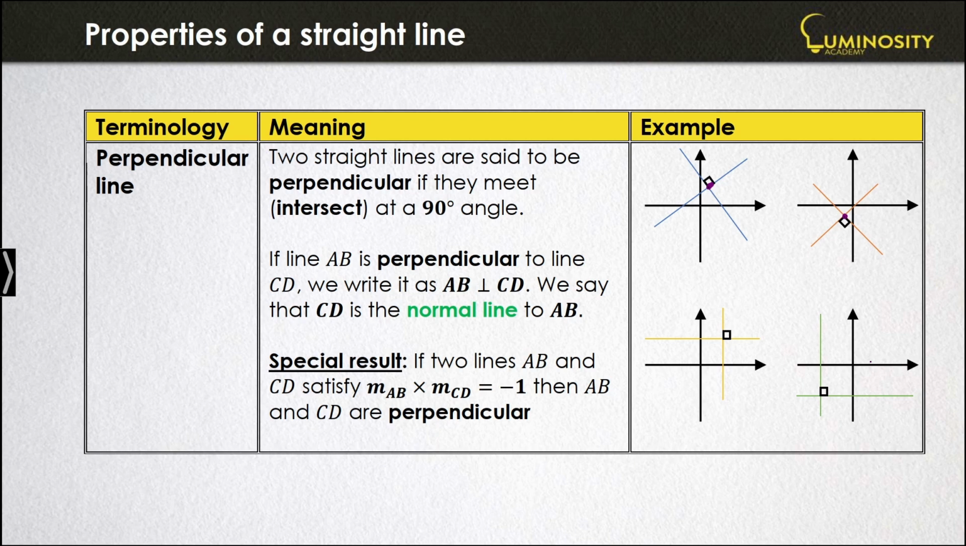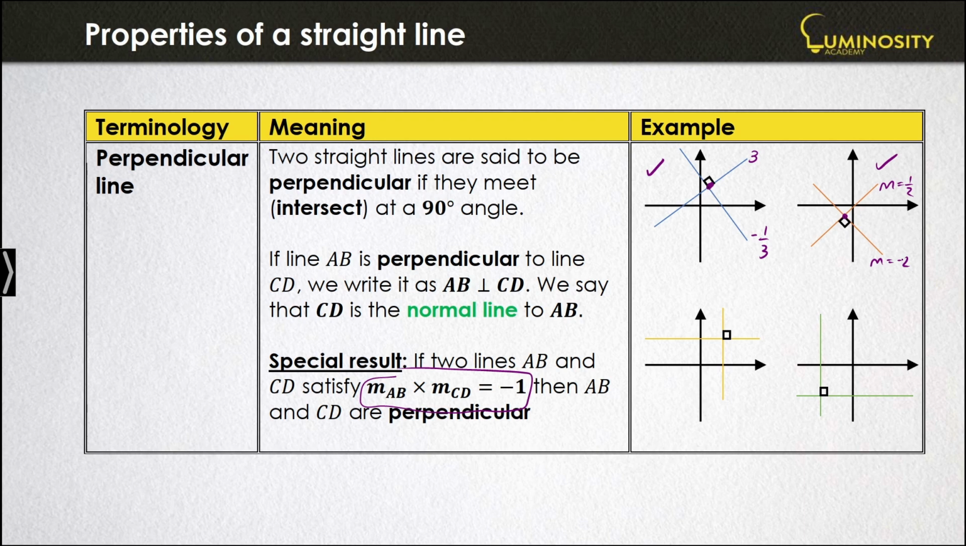There's a very special result when it comes to perpendicular lines. In these two cases here, the gradient of the one, so for example, if this was 3, the gradient of this one would be negative 1/3. So when you multiply the two gradients of perpendicular lines, you get negative 1. Similarly here, if m was equal to a half, then this gradient here would be negative 2. All right, so those are some of the properties of straight lines.